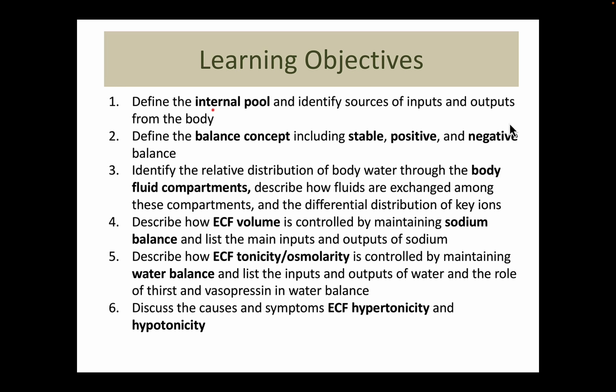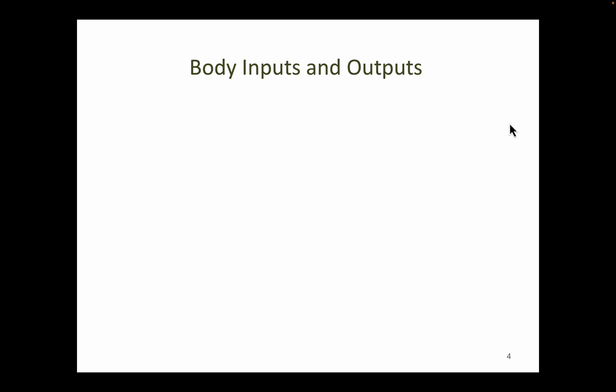So let's start at the top with this idea of inputs and outputs from the body. If I'm going to maintain balance in my body, I need to understand where things are coming in or going out. So in terms of inputs, we add things to our body through ingestion, that's eating or drinking, inhalation when we breathe in air. We can also take things in through our skin, not as big of a route, but we can absorb certain medications and things through our skin. And we can inject things into our body.